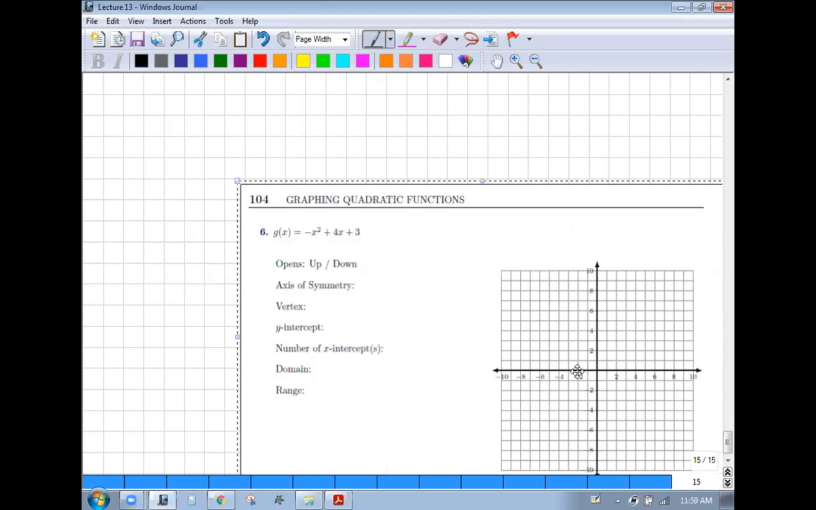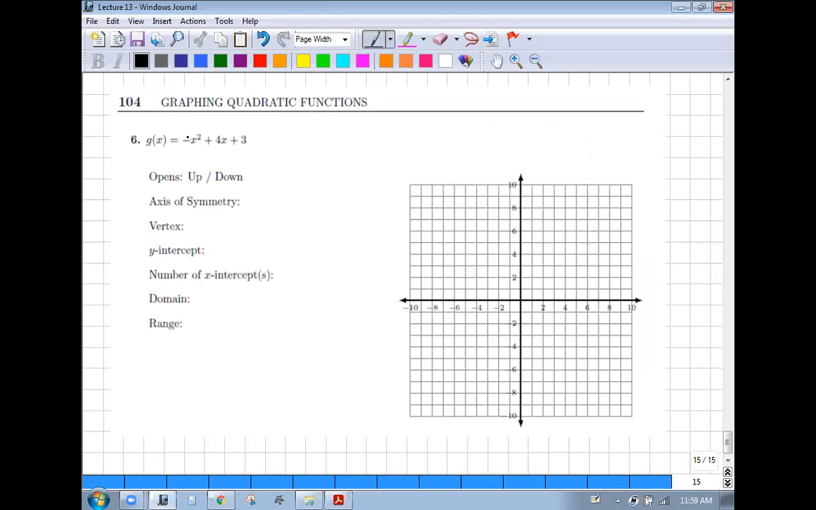Let's look at another one. So A here is a -1, which is negative, so it opens downward. Axis of symmetry, negative B over 2A, -4 over 2 times a -1. 4 over 2 is 2. So we go over here to 2. Our vertex lies somewhere on our axis of symmetry. To find out where, we plug it into our function.